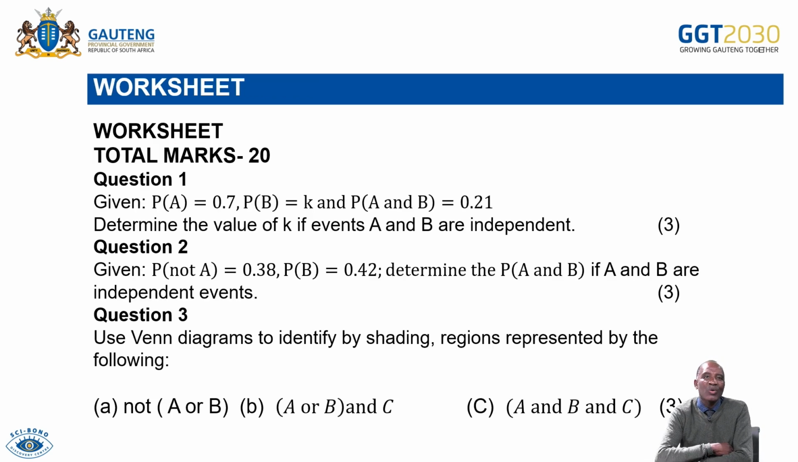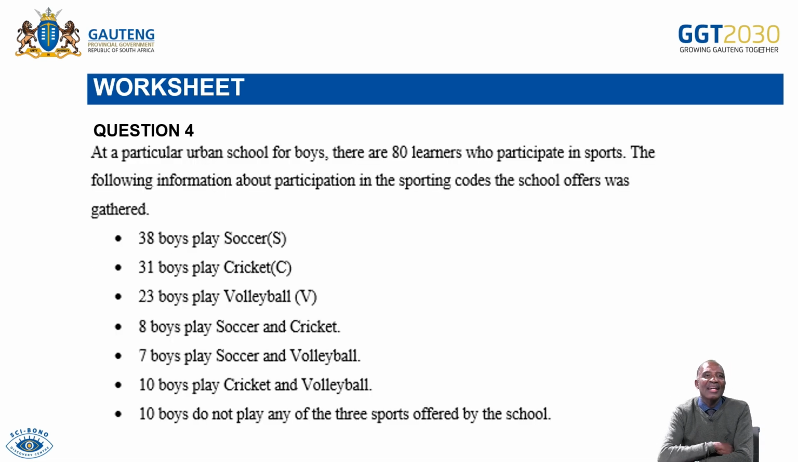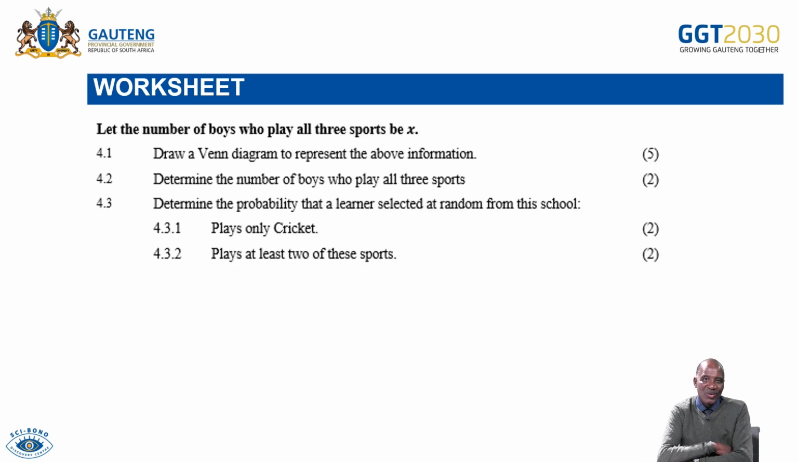Otherwise, I'm going to leave you a worksheet. You need to go through this worksheet, answer the questions from question number 1. You move to question number 2, then question number 3, and then you go to question number 4. I'm giving you a Venn diagram. You'll have to go through this and answer those questions and practice what we learned in this session.